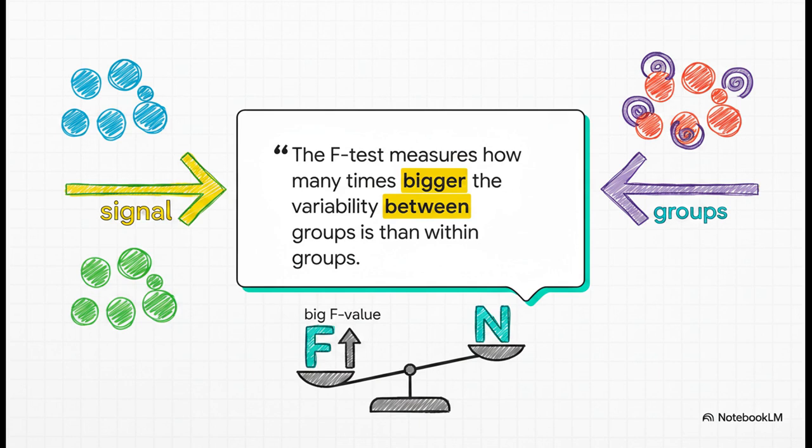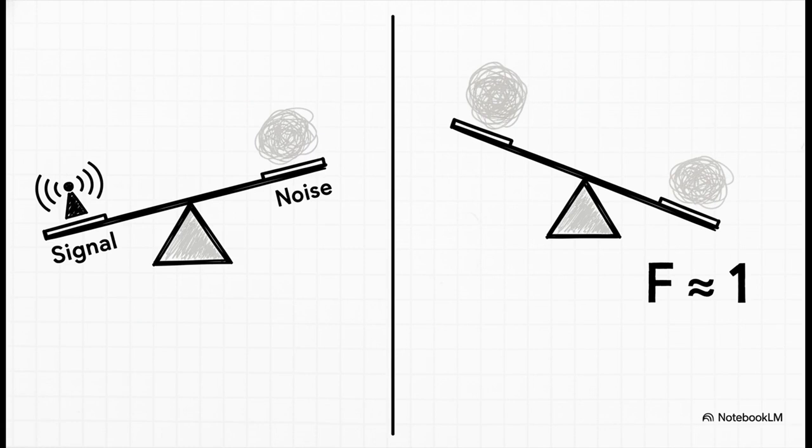It's a ratio. That's all it is. It literally measures how many times bigger the variation between the groups is compared to the variation within the groups. It's our signal-to-noise ratio. Is the signal from our treatment strong enough to be heard over the background noise of random chance? And that directly answers question 10.